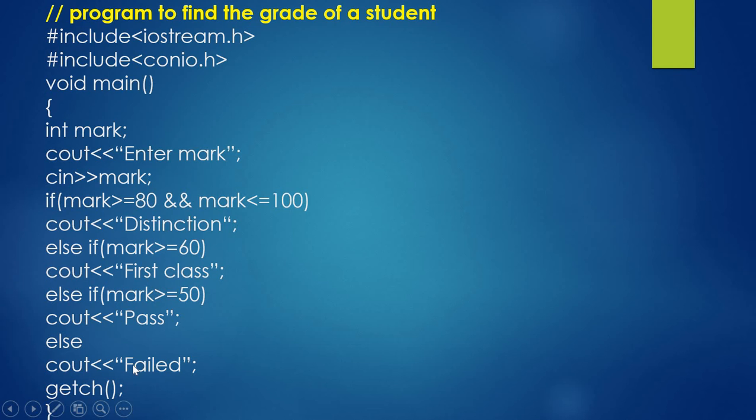Else failed. That is, this cout fail is to be executed when all of these conditions are wrong. That is, this is the default statement or else part. Else part is to be executed when all of these conditions are wrong. First condition is mark greater than or equal to 80 and mark less than or equal to 100. Then if mark greater than or equal to 60, first class. Else if mark greater than or equal to 50 means pass. Last condition failed. This is nested if statement.